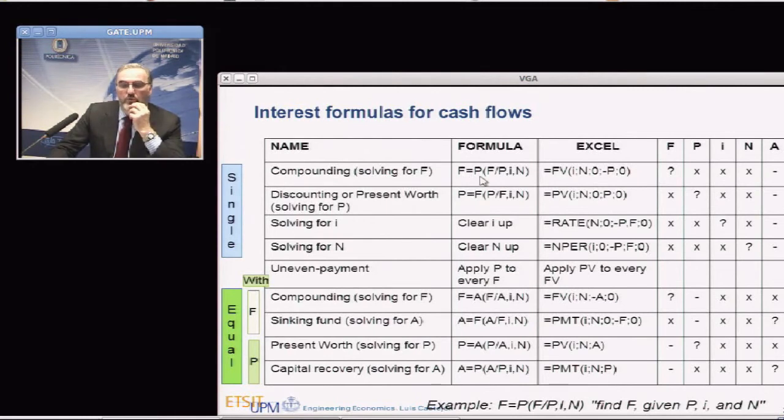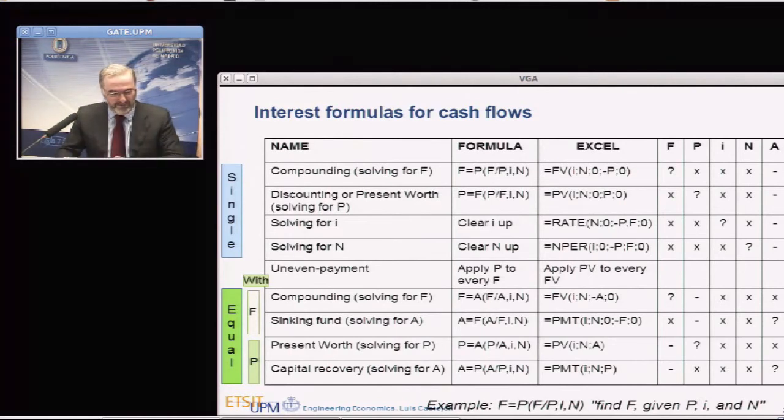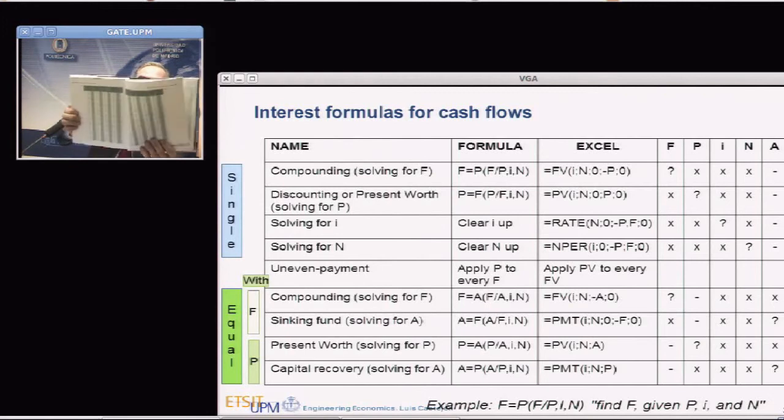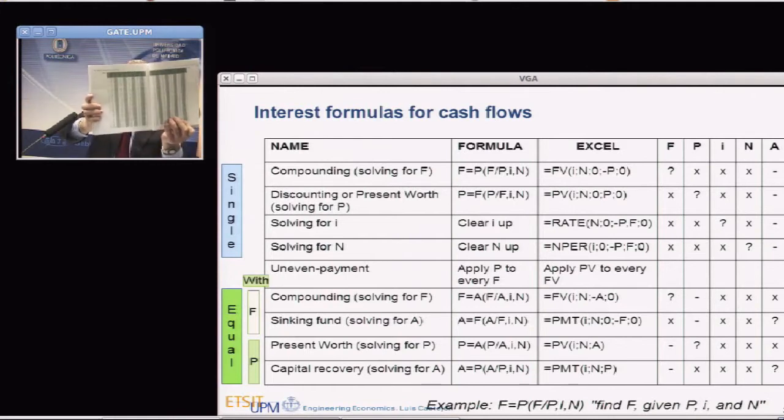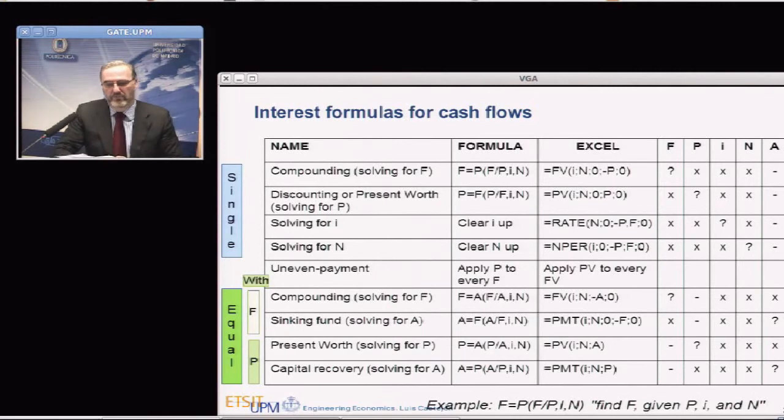So future value is equal to P times the factor. What is the factor? The factor is applied to the variable we know, P, and then there are big tables in the annex of those books. We are using Excel, so don't worry about that. But for example, in this book, you can find big tables with the different formulas of F, P, and others, depending on the interest rate and the number of years, and then they give you the factor you are going to multiply the present value or the future value by.